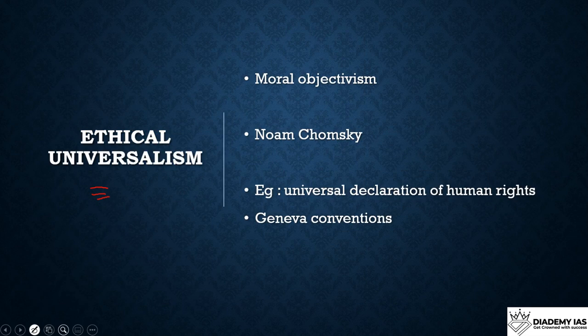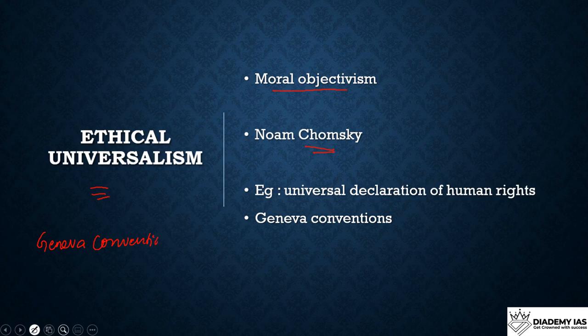It is also known as moral objectivism. Noam Chomsky said that what is right for me is right for you, and what is wrong for me is wrong for you also. This is universal, ethical universalism. Examples are the Universal Declaration of Human Rights and the Geneva Conventions. We can also give the example of Mr. Abhinandan, our Air Force pilot who was caught. He was returned because of the Geneva Conventions.